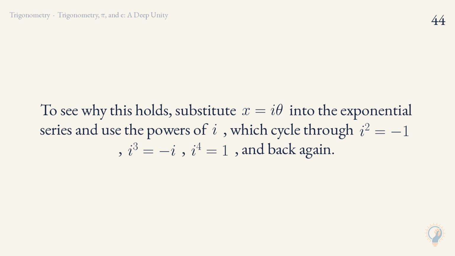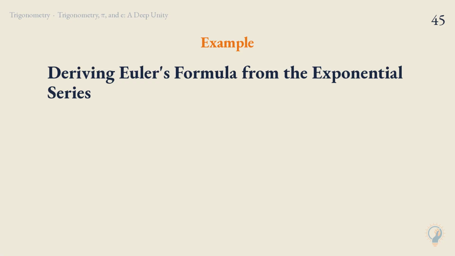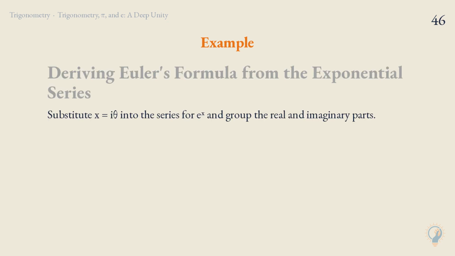To see why this holds, substitute x equals i theta into the exponential series and use the powers of i, which cycle through i squared equals -1, i cubed equals -i, i to the 4th equals 1, and back again. Worked example, deriving Euler's formula from the exponential series. Substitute x equals i theta into the series for e to the x, then group the real and imaginary parts.